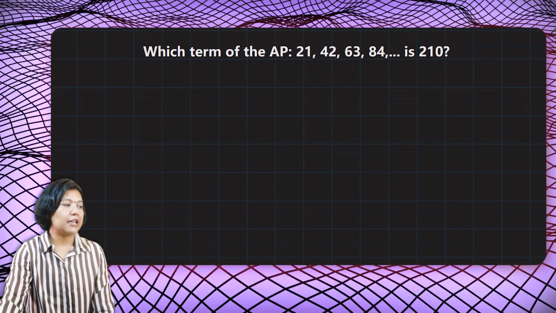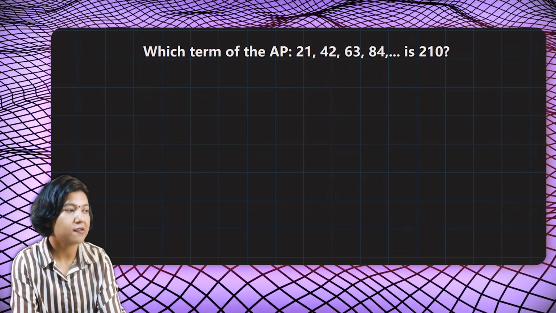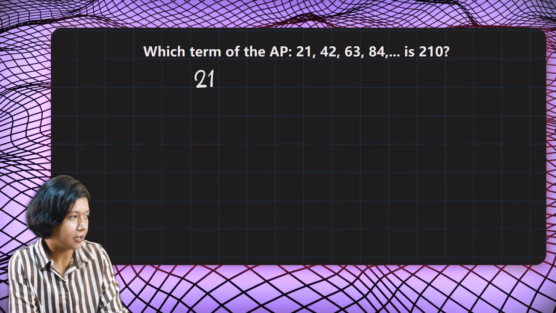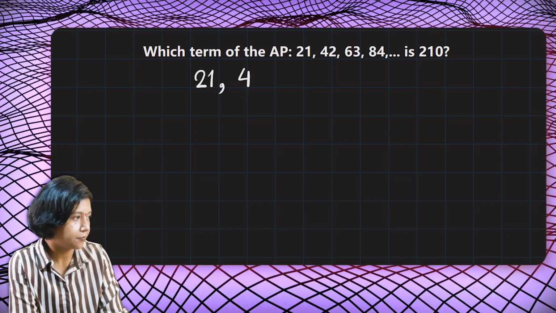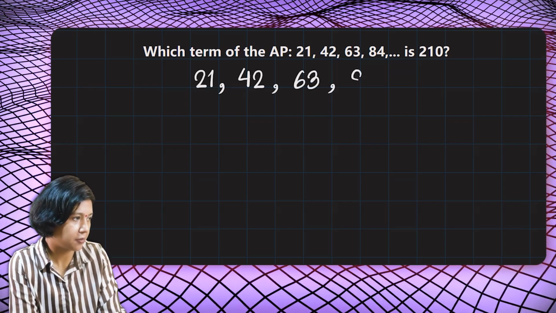Which term of the AP is 210? So they have given you this sequence. This sequence has the first term 21. And now the values are going higher, or I see that the difference here is quite big.